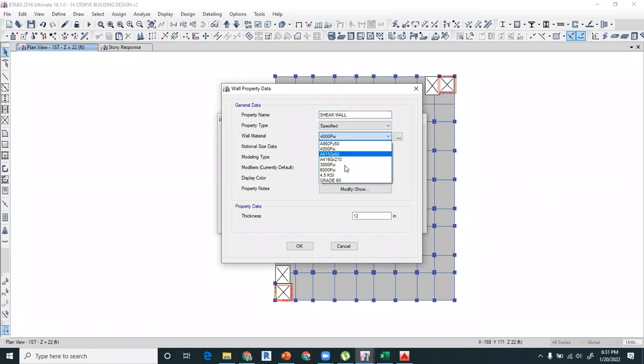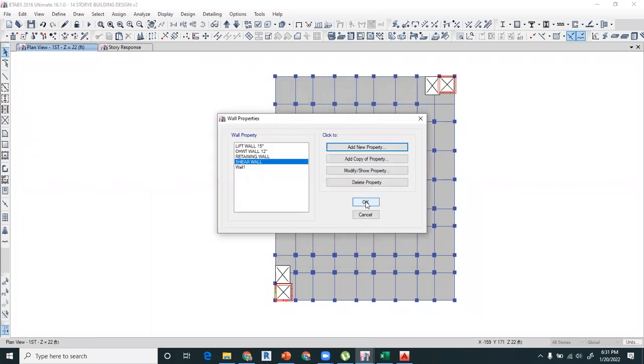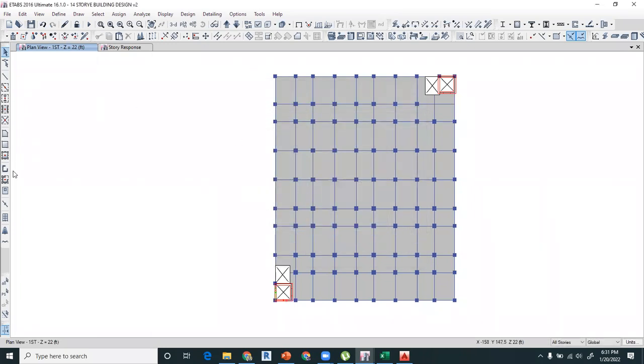Give the strength value equal to 6000 psi, and the thickness, the minimum thickness you have to keep is the width equal to the width of the beam. So the width of the beam we have is 12 inches, so we will keep it 12 inches. So we'll click on OK. Right. So let us draw these shear walls.